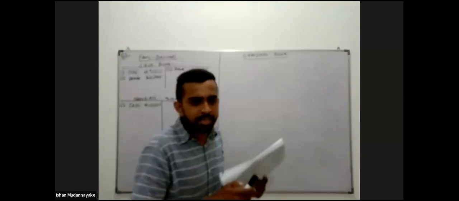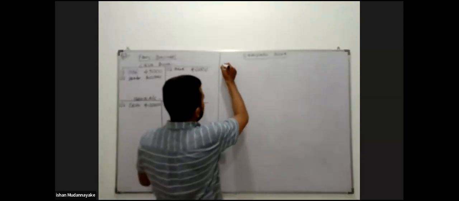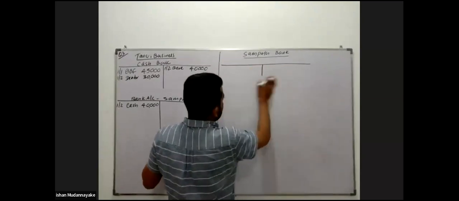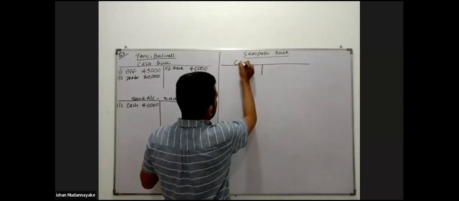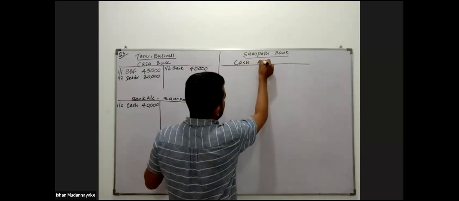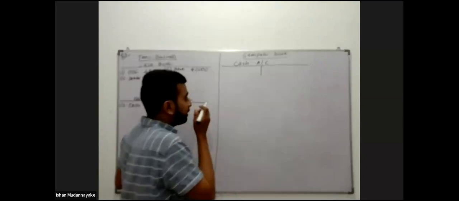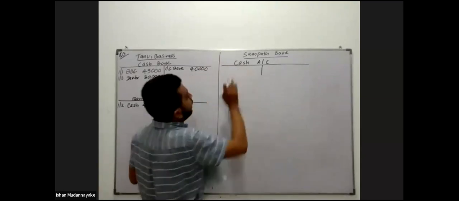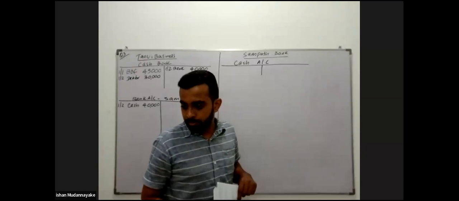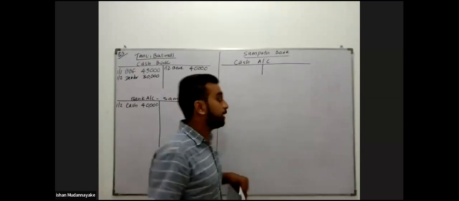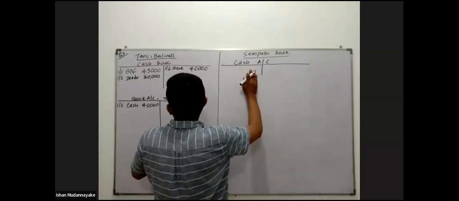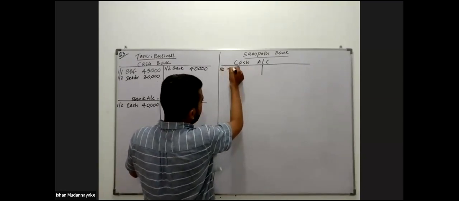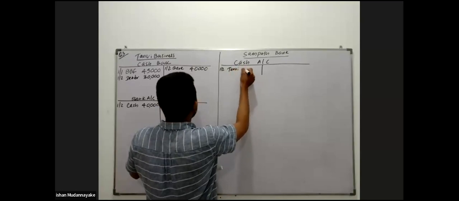Then students, please draw a small cash account. Only a 2-line cash book. Draw a cash account. Here, Sampath Bank received 40,000 cash from Thanvi. Then cash book debit, 2nd January, Thanvi. How much? 40,000.